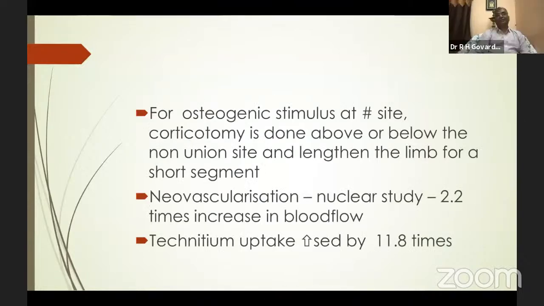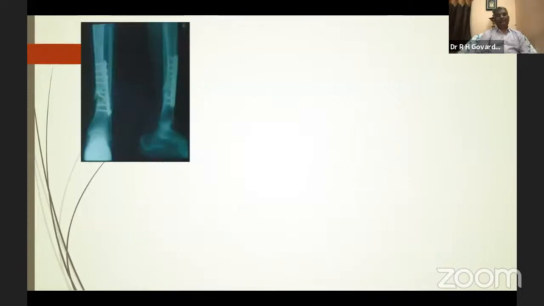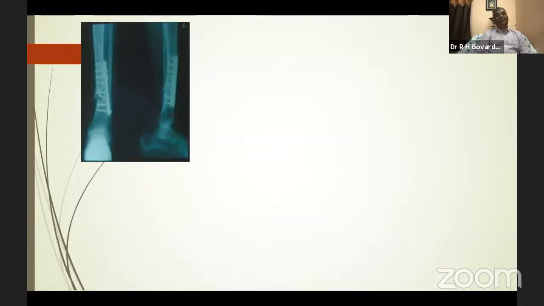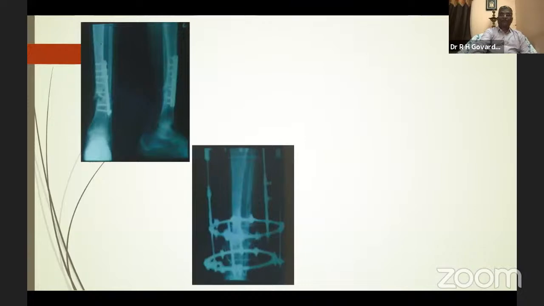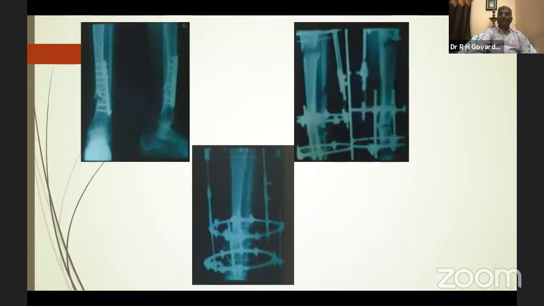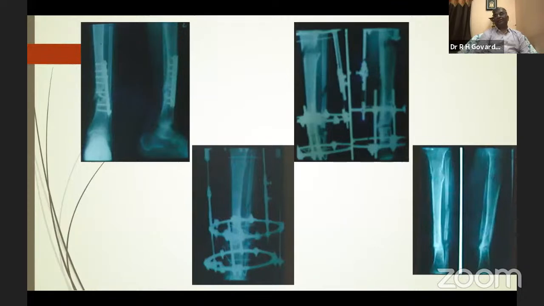So for osteogenic stimulus at the fracture site, corticotomy, which I have shown you earlier, I think this is too simple now. After seeing all the examples, this is a gentleman who had an inadequate fixation of a fracture of the tibia with just 2 screws below the level of the fracture, right? He had infection also, so implant removal and a simple frame with a proximal corticotomy for osteogenic potential, healed in 4.5 months time.